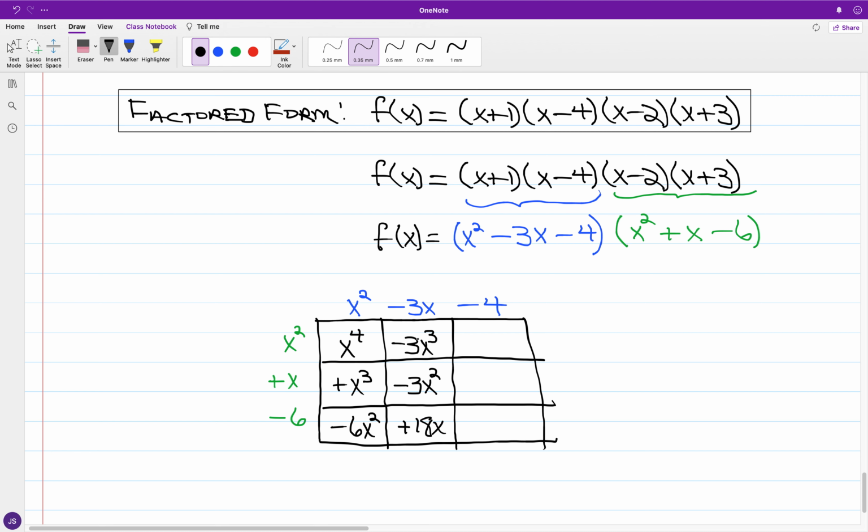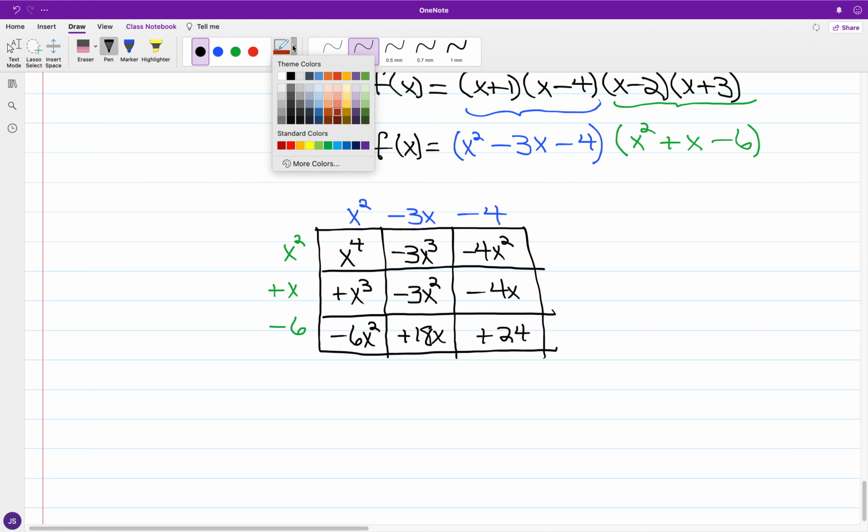And for the last column, we have x squared times negative 4, so minus 4x squared. X times negative 4 gives negative 4x. And the last product, negative 6 times negative 4, is going to be a positive 24.